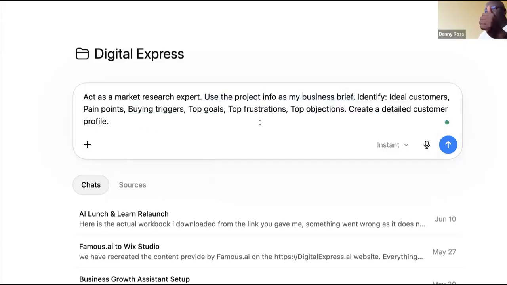Again, sequence of events. First, do the interview prompt. Have it create your target audience. Have it create your business brief. And then after that, you can run all these prompts without having to do that again. Train it once, and then of course it keeps that in memory. Okay, so now I can run this prompt.